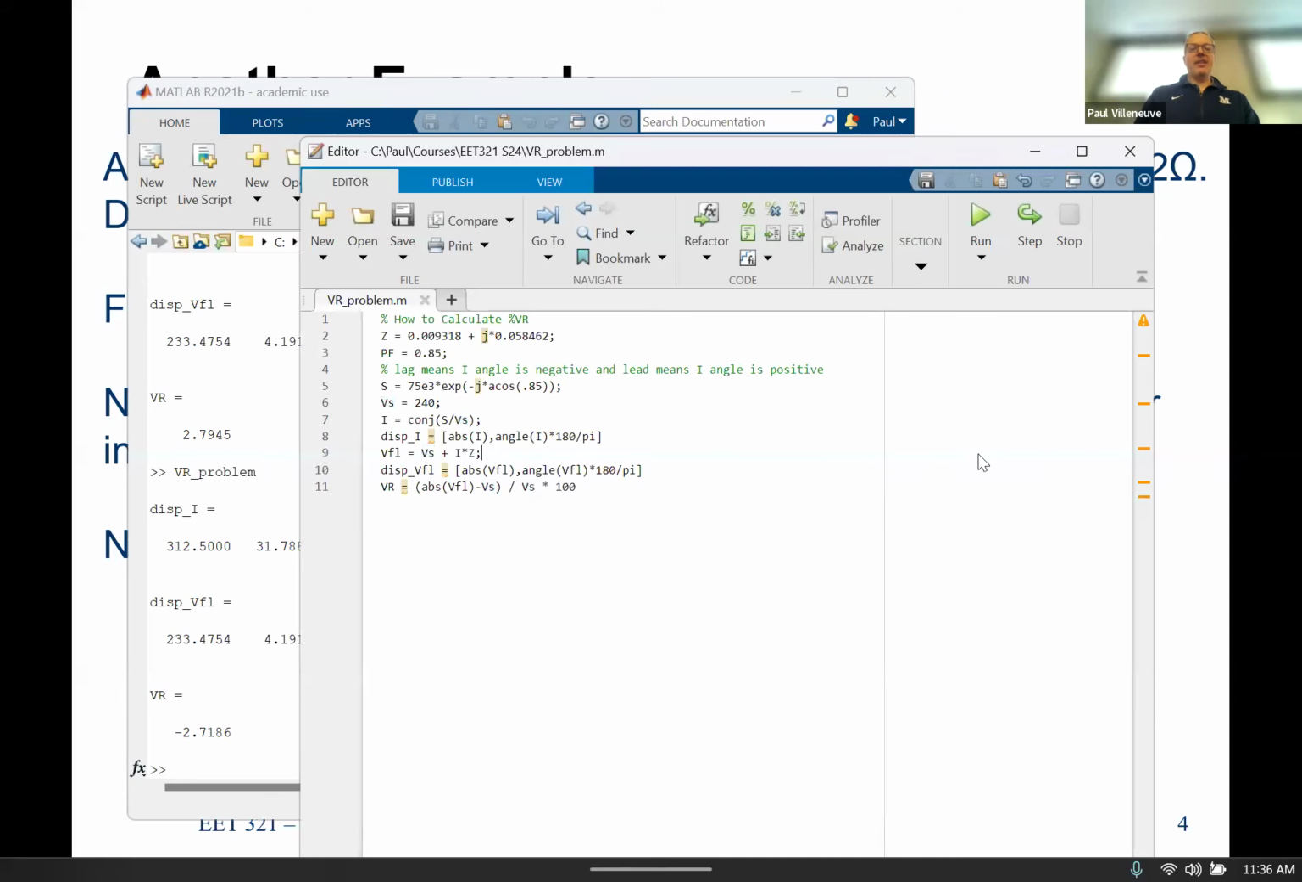Okay, so that's how you can do it in MATLAB. Again, it's the same thing with the calculator. You just have to make sure you put the right numbers in the right equation. Yes, sir. Do you need to include the angle when you're doing your voltage regulation? No, just the magnitudes only.